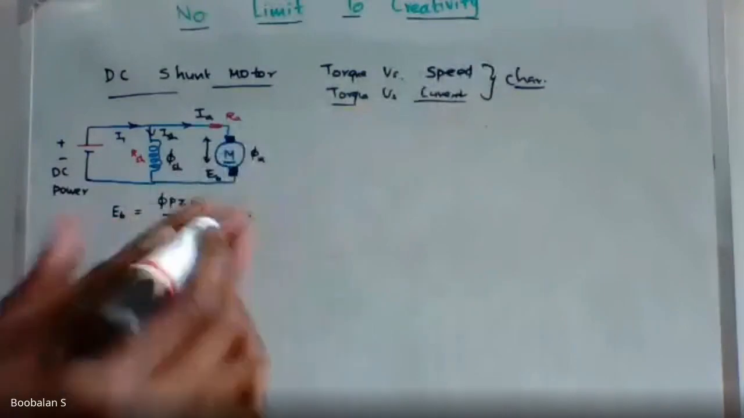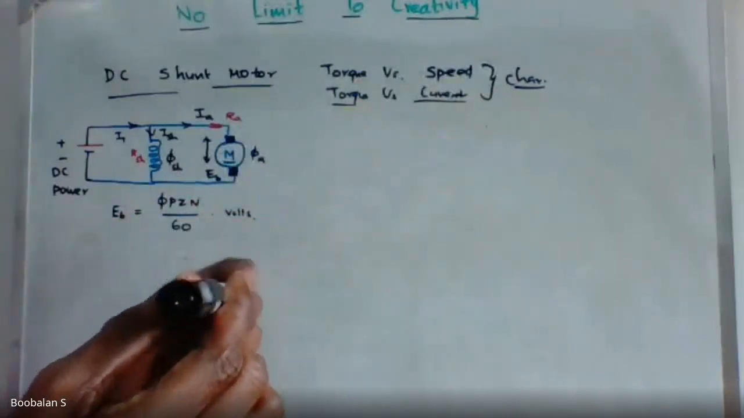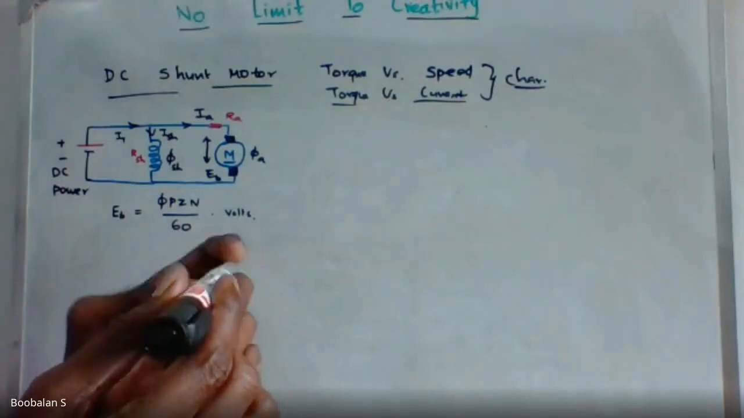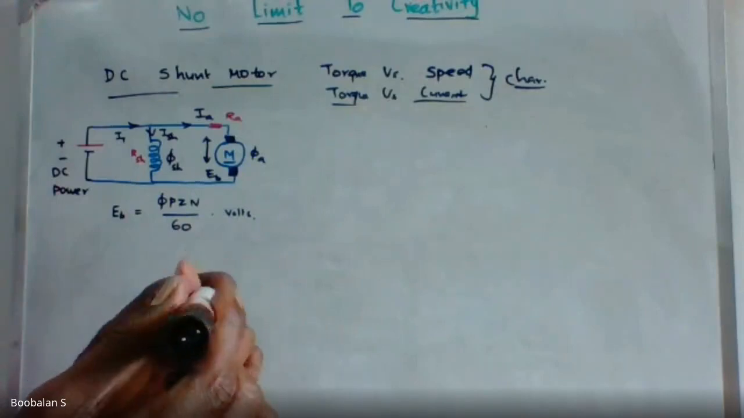The motor, once input power supply is given, starts rotating, right? When it rotates, what do we get as output? One is torque, and the other is speed. So we need to focus on speed and torque, right?